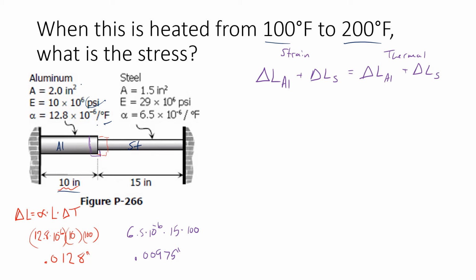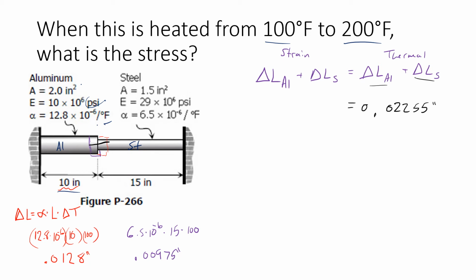These two are being compressed by this much between the two of them, and we know what that value is. So we know we can combine these two together, just add them up. We're going to get 0.02255 inches. That's how much they're being squeezed combined, thermally.